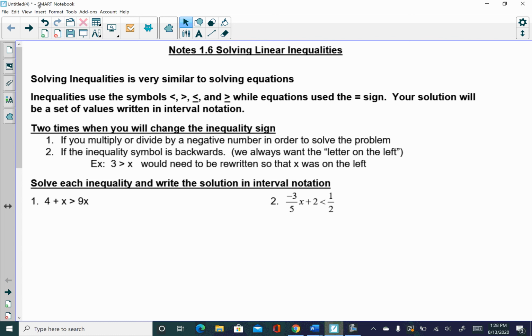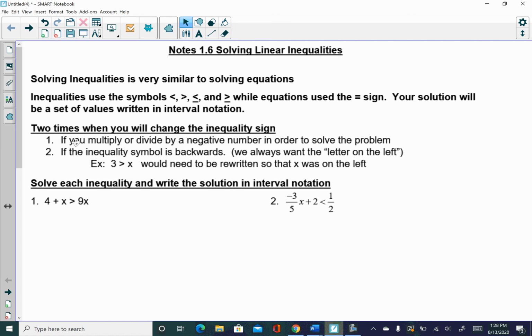All right, so with that said, solving inequalities, like I said, is very similar to solving equations. The biggest difference is instead of an equals mark, you've got an inequality symbol in between. It can be less than, greater than, less than or equal to, greater than or equal to. Your solution will always be written in interval notation. We'll talk about that in just a few moments, but we've already spoken about interval notation in a previous section, so we'll just be hitting that again.